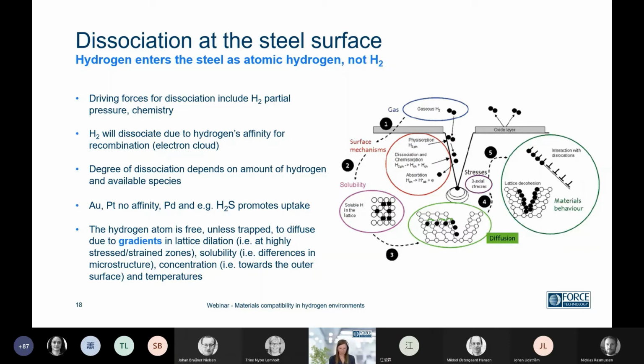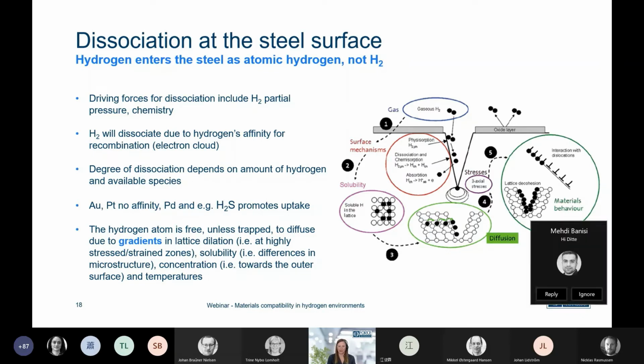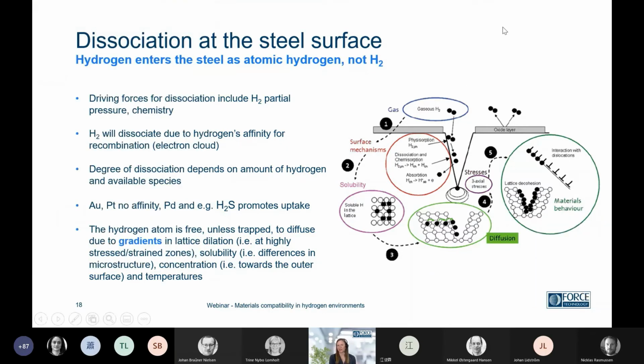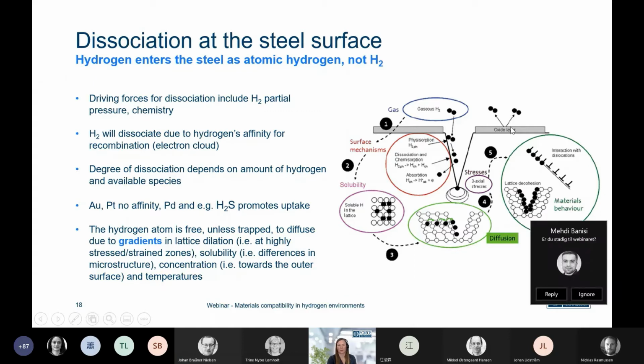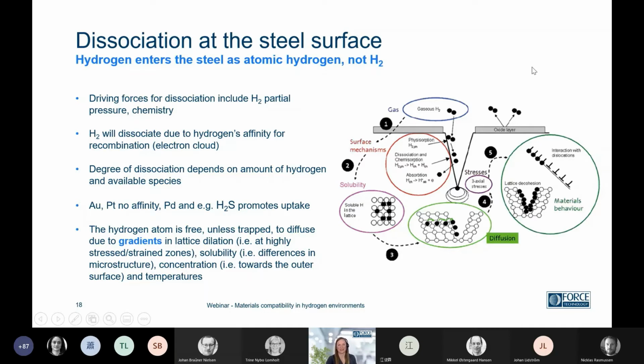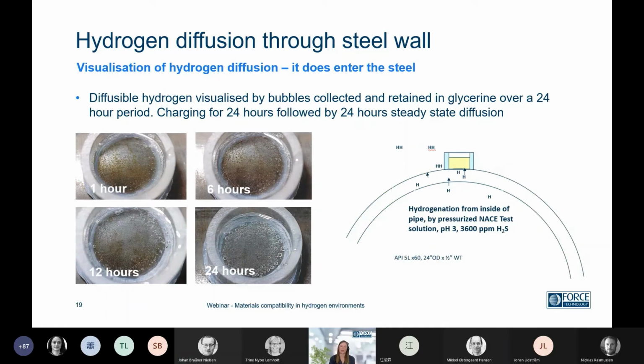This could be hydrogen sulfide, sour gas. If you have palladium, noble metals like gold would not recombine with hydrogen, so they have no affinity for recombination. On the schematic, we have an oxide layer trying to expel the hydrogen atoms. I'll get into that. Once the hydrogen atom is free to move inside the lattice, it will diffuse due to gradients, like I just tried to explain.